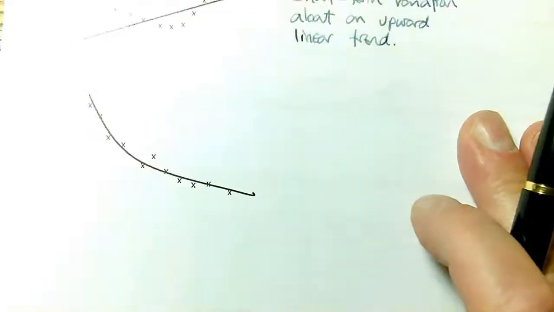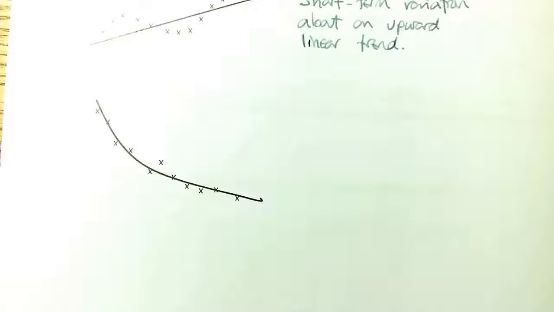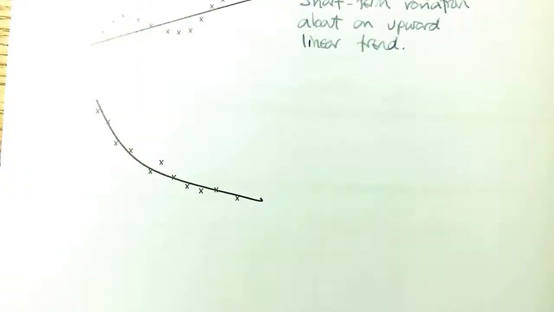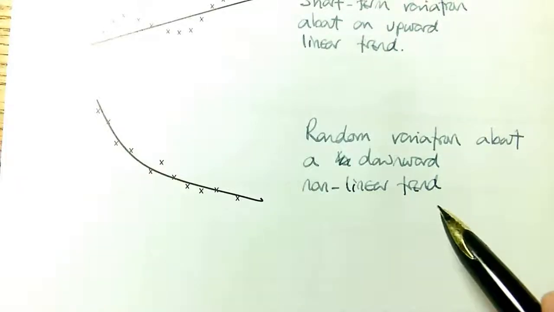And this one here, this is clearly a non-linear trend. It's a downward non-linear trend. And the kind of variation we've got, well, some are above, some are below, doesn't seem to be a pattern. So this is random variation. So random variation about a downward non-linear trend.